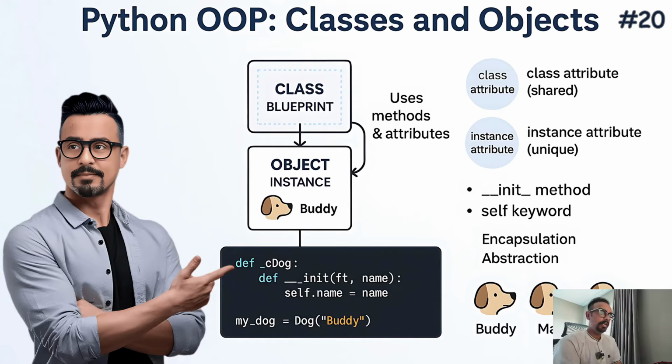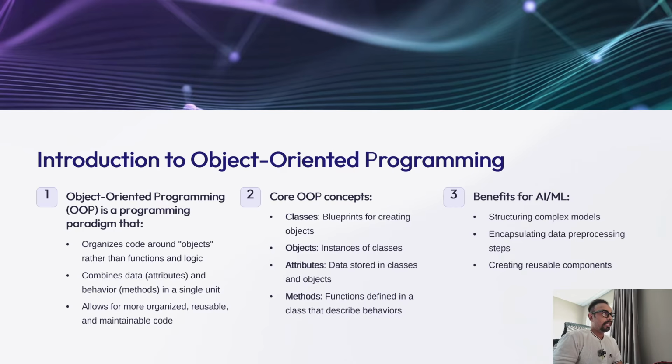So this is fundamental to modern programming and is especially useful for structuring complex artificial intelligence and machine learning applications. Understanding OOP will help you work with many popular machine learning libraries and design your own efficient and maintainable code. So let's first understand what exactly is object-oriented programming.